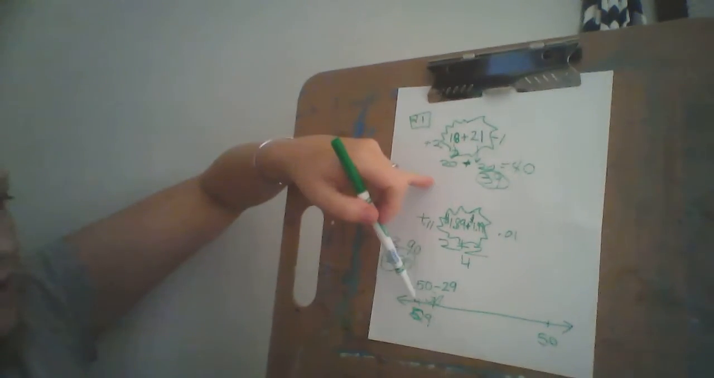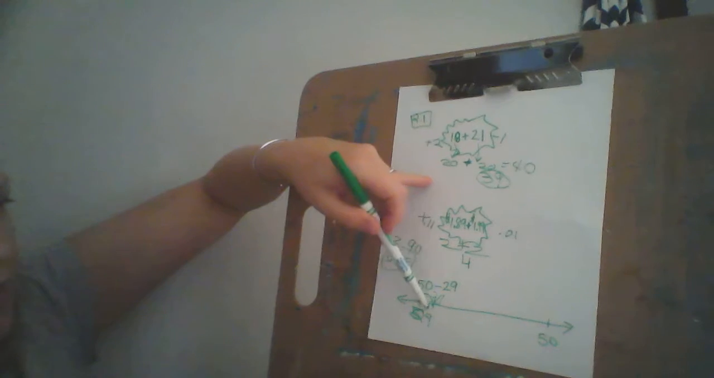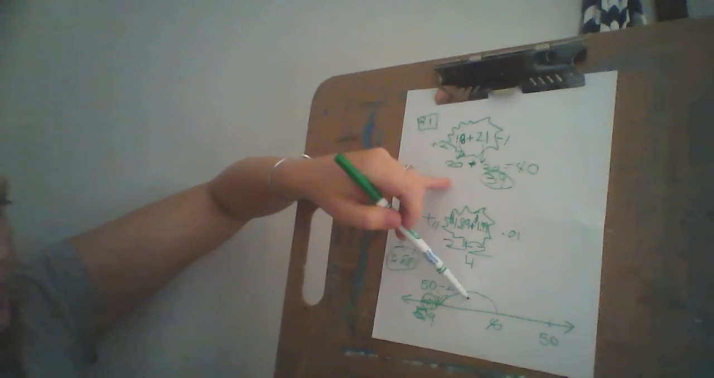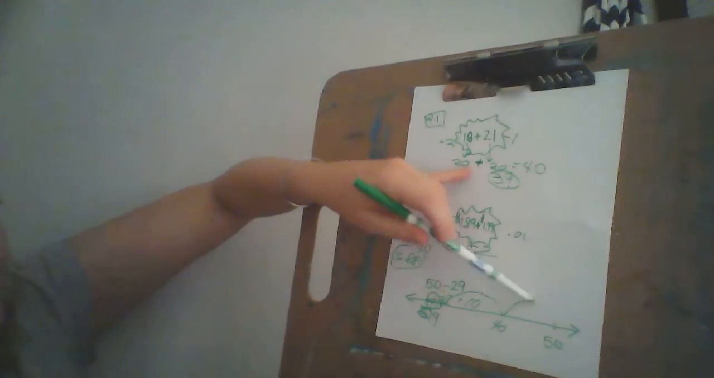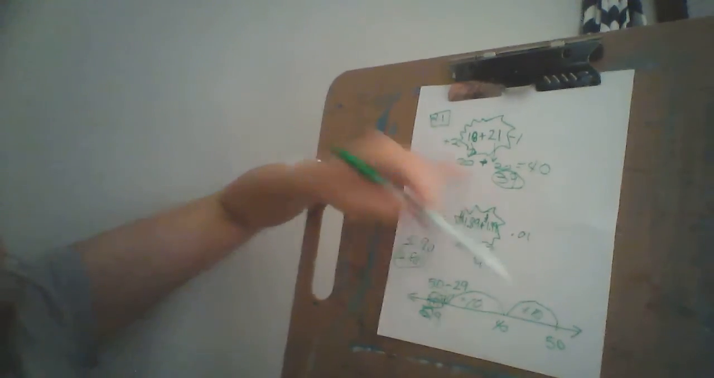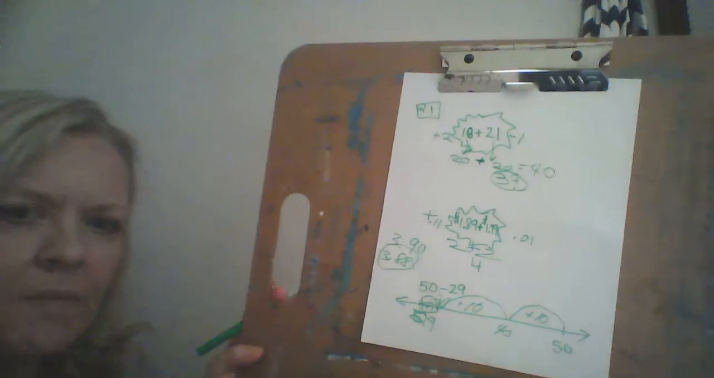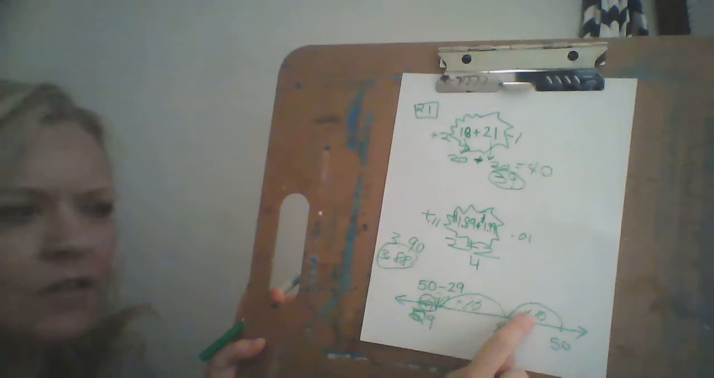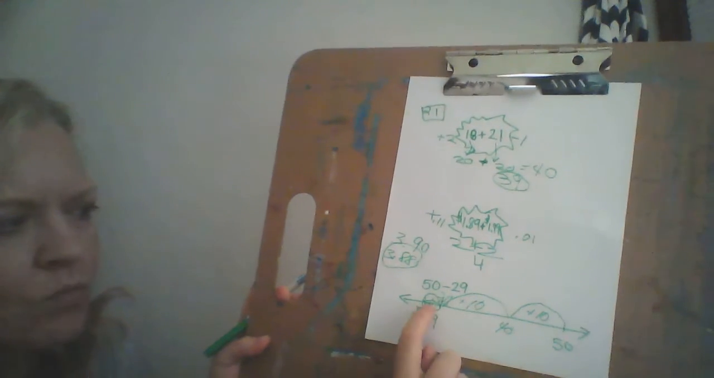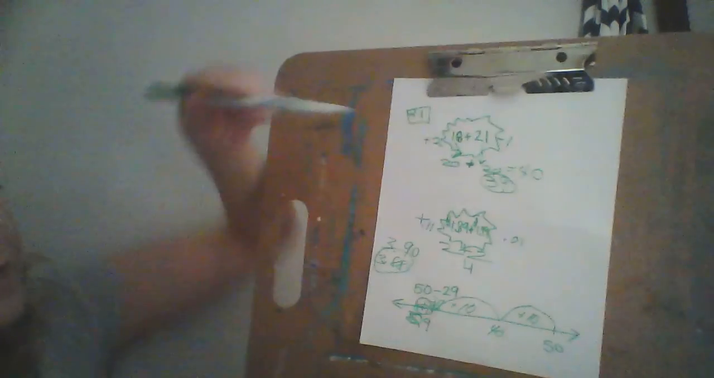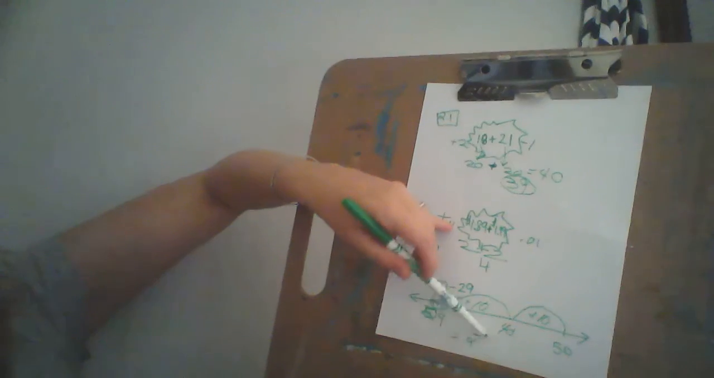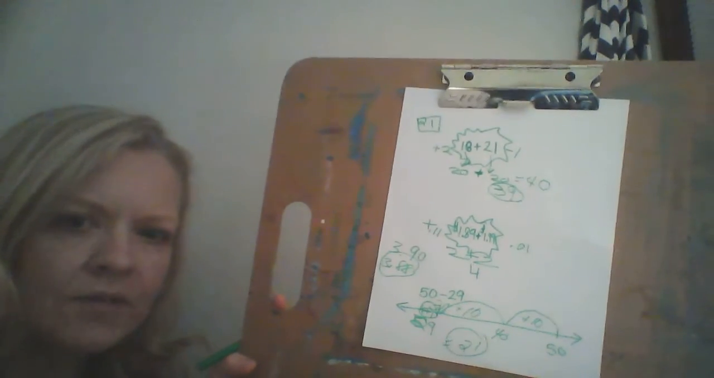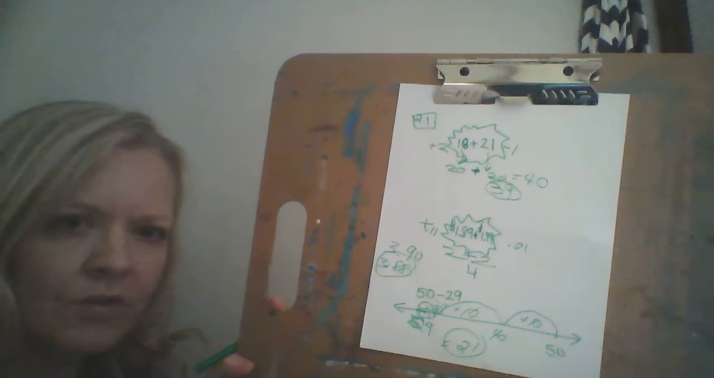So 30, I just went up 1. I'm going to put a plus 1 in here. 30, 40, I just went up what? 10. 50, I just went up another 10. So to get my answer, or my difference, I count up the jumps. I have 10, 20, 1. So my difference is 21. Okay, so that's how you would do mental math using compatible numbers.